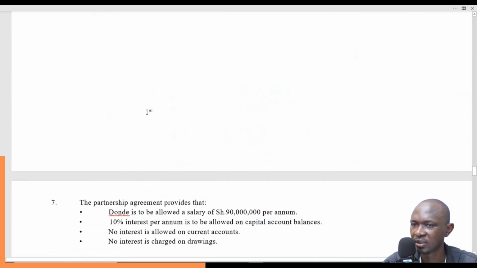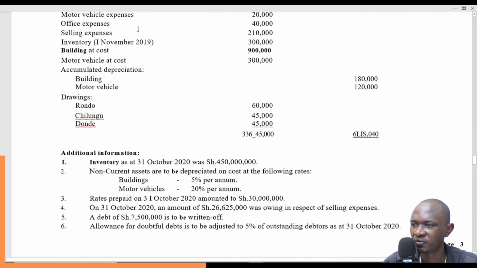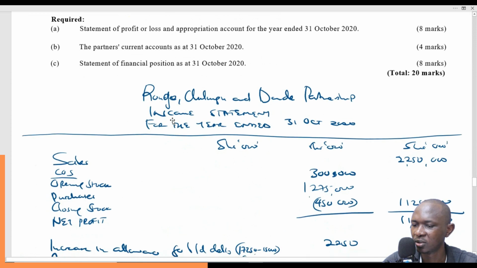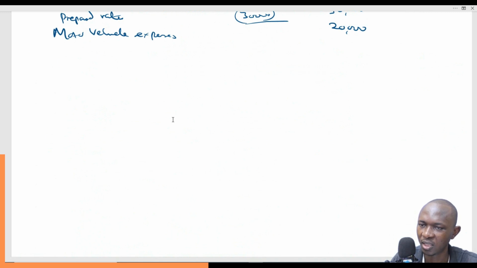Next, office expenses, 40,000. Anything on office expenses? None. So office expenses, 40,000.